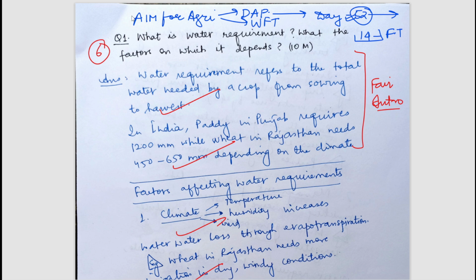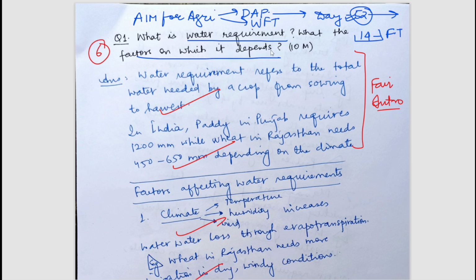You can see how to structure your answer, how to add certain points, how to introduce, how to conclude, how to add examples. All these things can be very helpful to you. So let's start. The first question is, what is water requirement and what are the factors on which it depends?